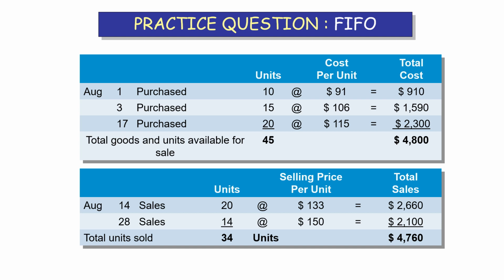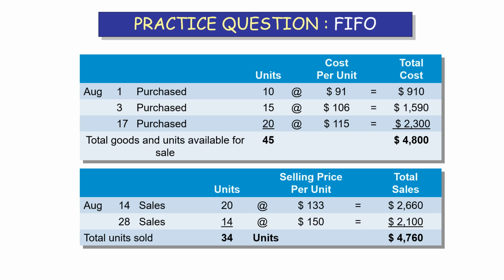Now looking at the second table, we sold on August 14, 20 of them. The sales price was 130, so our revenue is 2,660 for the first sale. On August 28, we made another sale, this time 14 of them at $150 each, so the revenue is 2,100. So we sold 34 units and the revenue is 4,760.